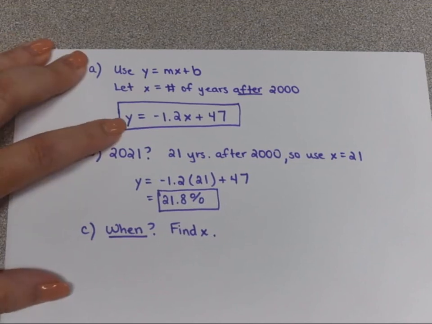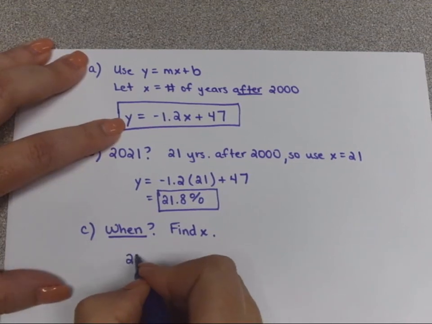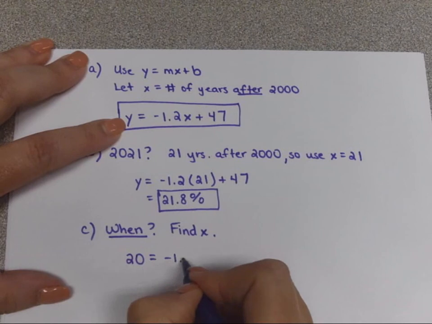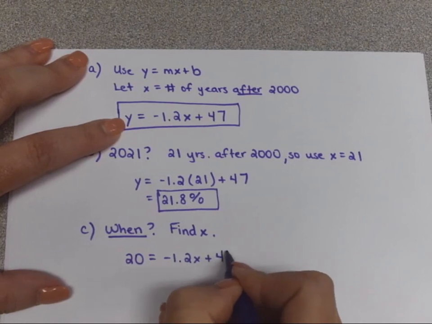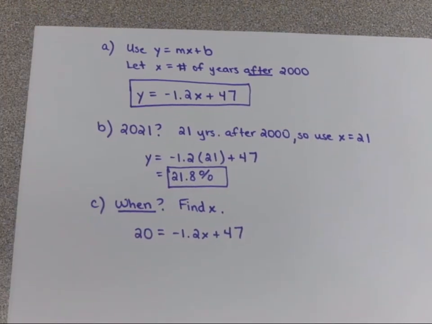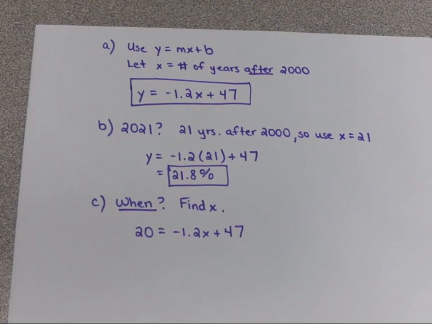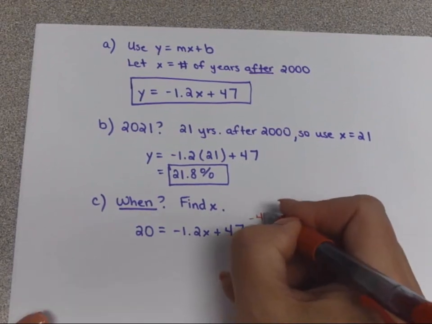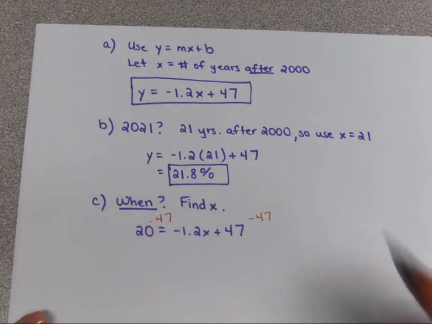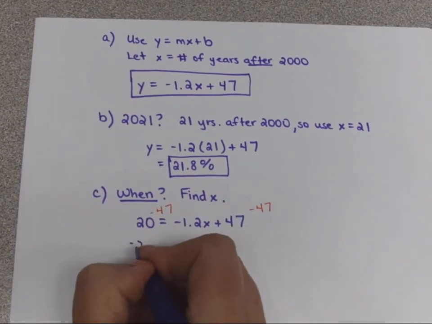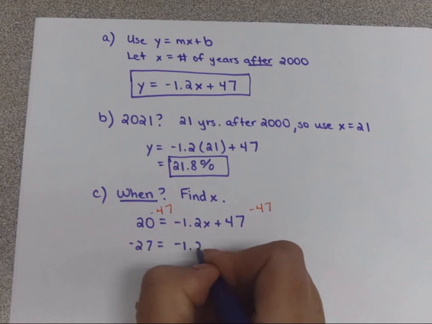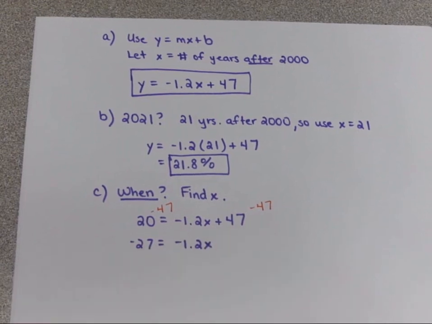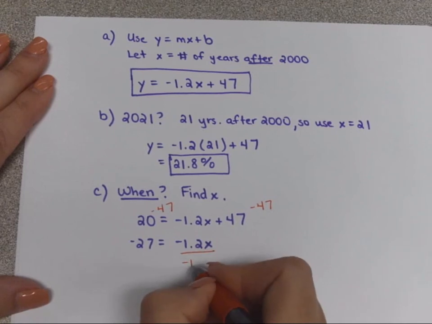Yeah, the Y is the percentage, right? So I actually need to do this right here. I use the same equation, but this time I know the percent, I don't know the year. So let's see if we can solve this, and we have a calculator to help us. Subtract 47 from both sides. So we get negative 27 equals negative 1.2 X. Now, if we want to know what X is, what would we do? Divide by negative 1.2.